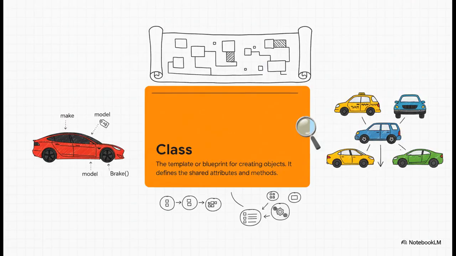Right, so if that specific red Tesla is an object, then the general concept of car is the class. A class is basically the blueprint. It lays out the rules saying that all cars will have attributes like make and model and methods like brake. It's the template that lets us create thousands of unique car objects that all follow the same basic structure.